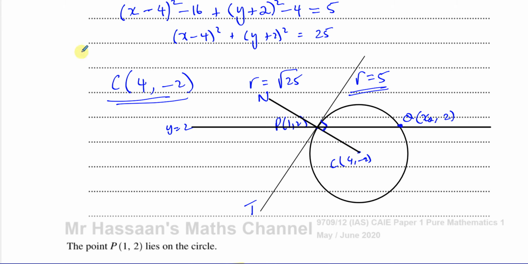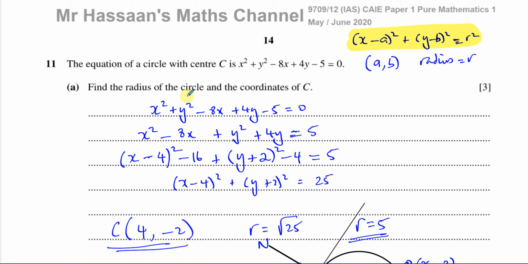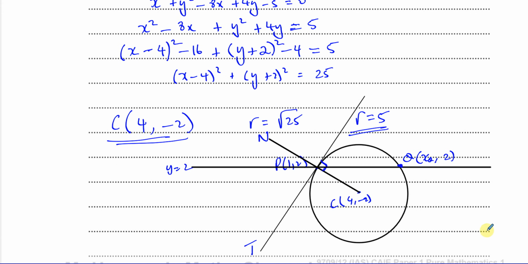What we can do here is as follows. We know the y coordinate of Q is already 2. So we've got to find the x coordinate of Q. It says write down the coordinates of Q, so it means it doesn't involve much calculation. What we can do here is something quite simple actually.